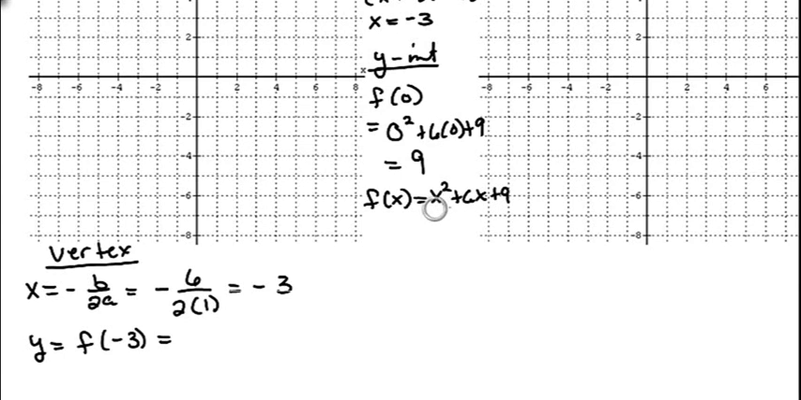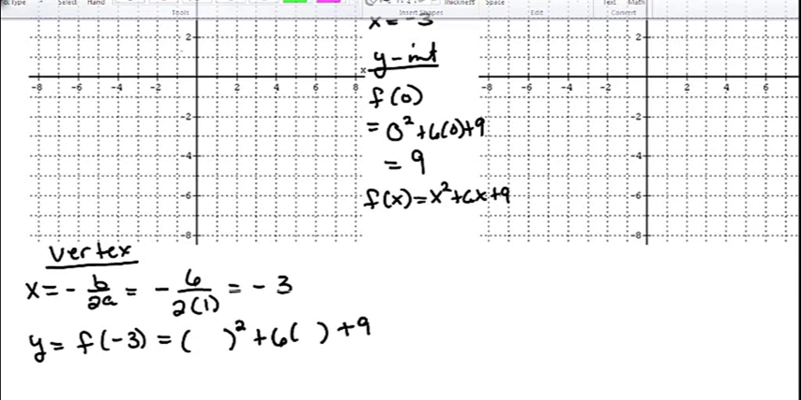If you're new to plugging things into a function, it's nice to what I call writing the shell of the function down. So we have x squared, so we're going to do a parenthesis squared plus 6, and then a parenthesis for the x, and then plus 9, and you put in the parenthesis the number that you need to replace x with. So we're going to put a negative 3 in there.